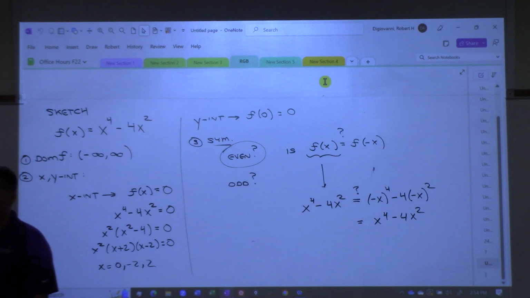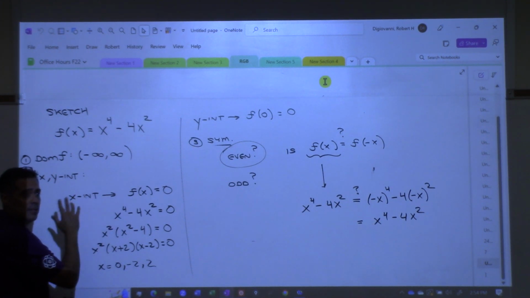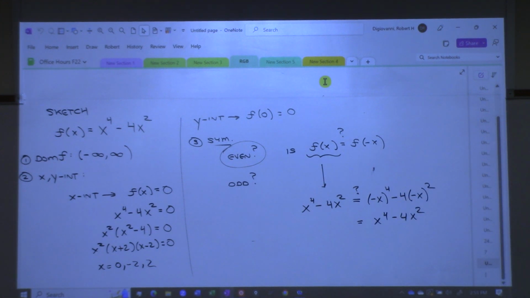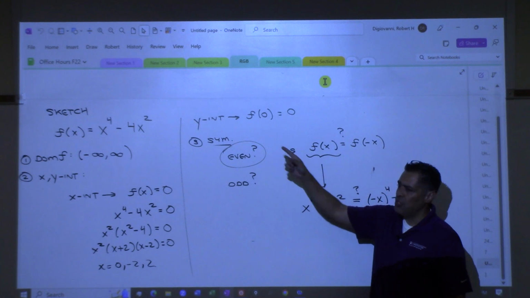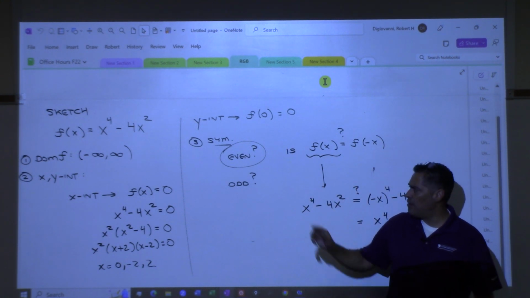And what does that mean when you have an even function? When you graph it, what can you say? Do you remember? It's a reflection of itself on the y-axis. So whatever I draw over here should be a mirror image of itself over here. You should be able to reflect it and get the same thing. A function can only be even or odd or neither. It can't be even and odd. So I don't need to check for odd.